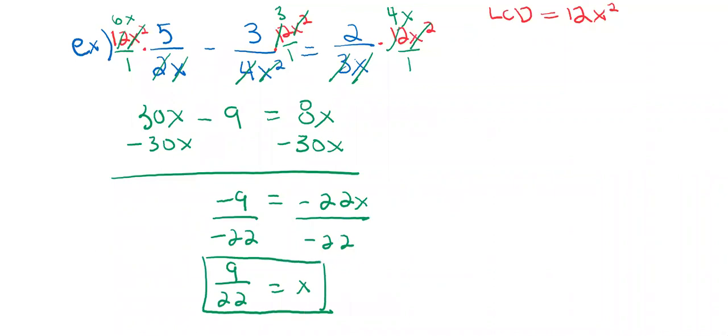Now, I'm going to make sure that this does not give me 0 in the denominator. And as you can see in blue, all of my denominators, the only thing that would give me 0 in those denominators would be 0 itself. So x can't be 0. I can see that from the beginning. Therefore, this solution is a good solution for this problem.